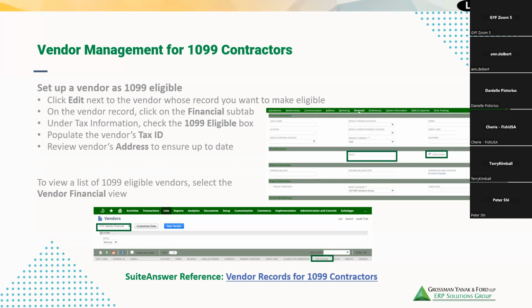And if you want to revisit that, if you have set up NetSuite many moons ago, or if you are new to NetSuite, within the vendor master, under the views, there is a vendor financial view that comes with standard NetSuite that will show you a list of the 1099 eligible contractors. We've also included a quick SuiteAnswer reference that goes through the setup of the vendor management as well.